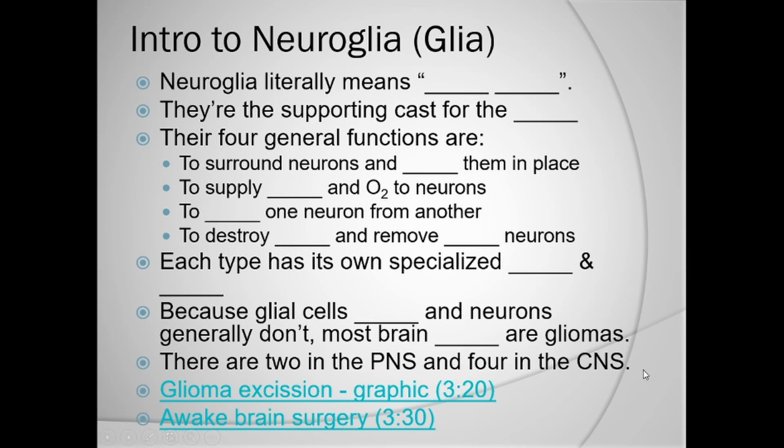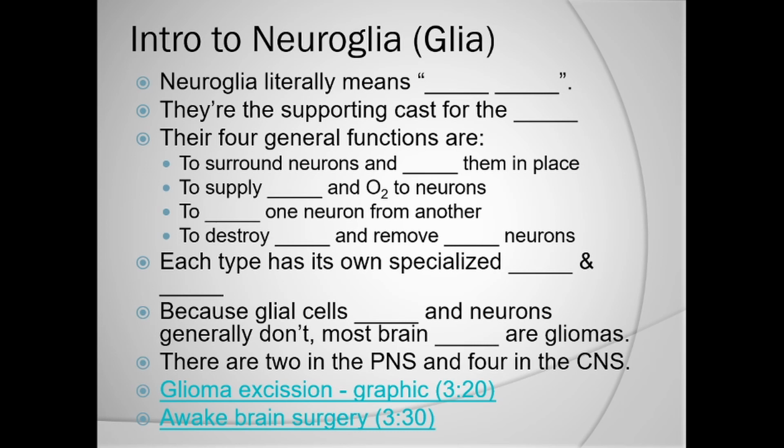Hello and welcome to part 3 of this introductory lecture on the nervous system. In parts 1 and 2 we looked at the central nervous system and the peripheral nervous system, and in this segment of the lecture, we're going to look at some supporting cells and a couple of other things to finish out this lecture.